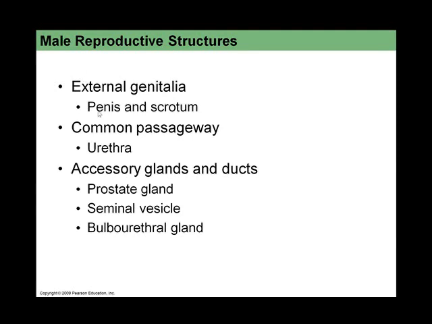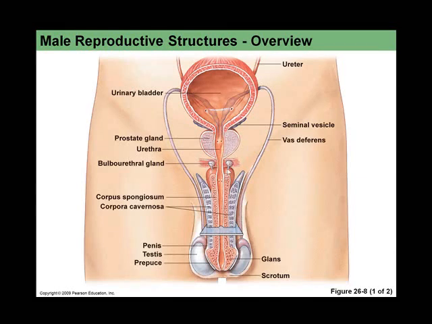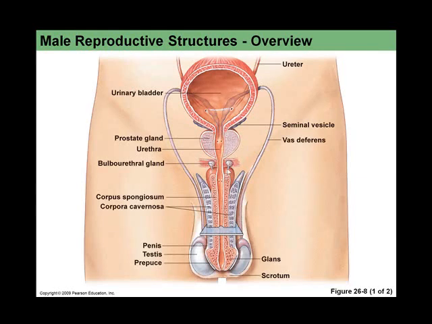The external genitalia in the males, the penis and the scrotum, as we had said. The common passageway is the urethra. The accessory glands and ducts are the prostate gland, the seminal vesicle, and the bulbourethral gland. We had seen the features of the development of these two. The bulbourethral glands are added to the list and will undergo a similar developmental process, but they are present in both male and females. They just have openings into either the space between the labia minora in the female, called the vestibule of the vagina, or directly into the base of the penis, the proximal portion of the penile urethra.